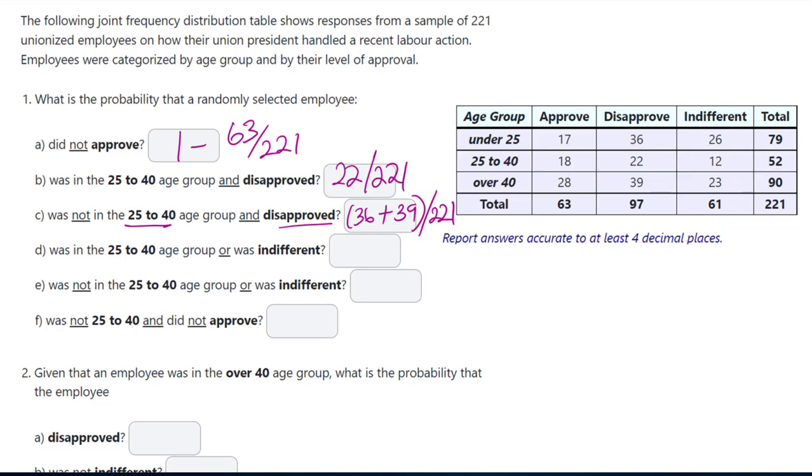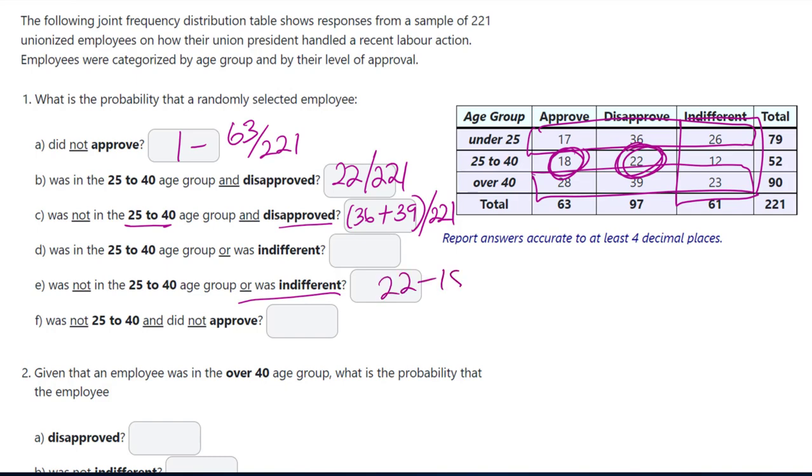Was not in the 25 to 40 age group. So these people are not in that age group, and these are also not in that age group. Or was indifferent. So indifferent are these people over here. So again, we need everything that is captured in all these. The only two values that are not captured are 18 and 22 here. So to make things go faster, we can just subtract those numbers from 221, the total, and then divide by 221, and that will give us that probability.